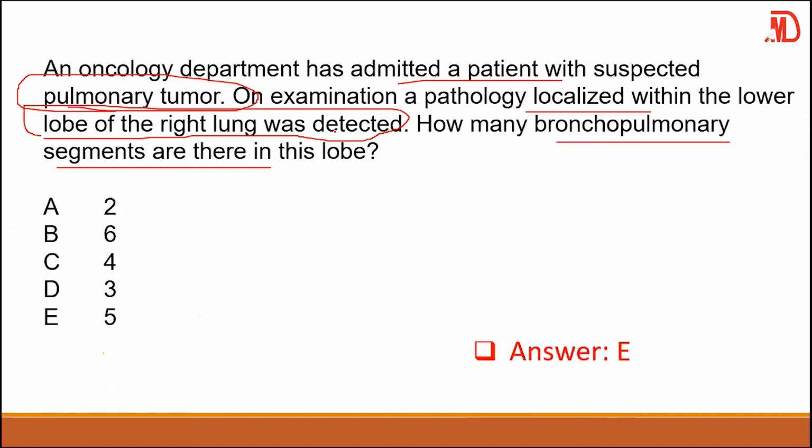All right. So here, your answer is E. And of course, the middle lobe has how many? 2, isn't it? The upper one will have 3, technically. All right.